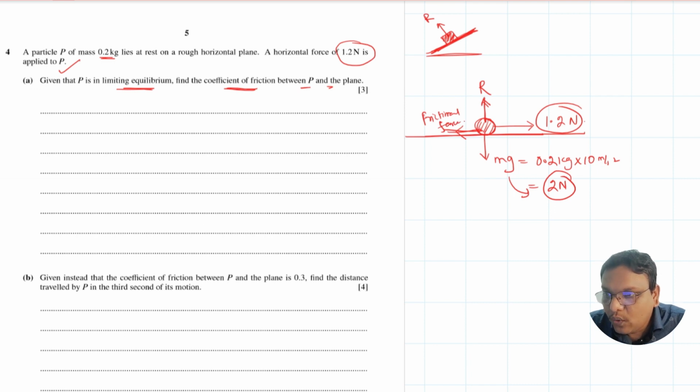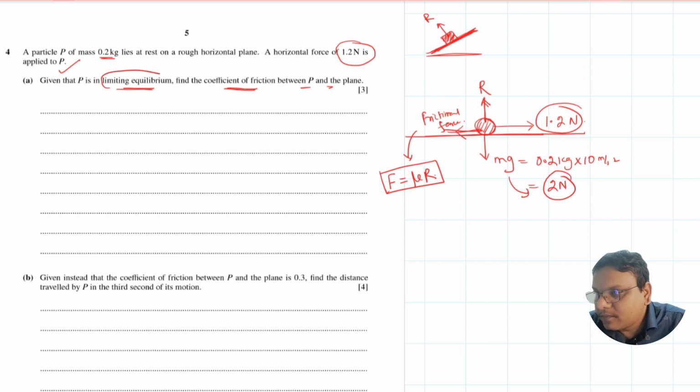If you know the frictional force, the formula is F equal to mu R. Mu is the friction coefficient and R is the reaction force. First of all, you have to understand what limiting equilibrium is. Limiting equilibrium means the maximum value of frictional force is reached, and the body is on the verge of moving. The body is about to move. So how can you find this?